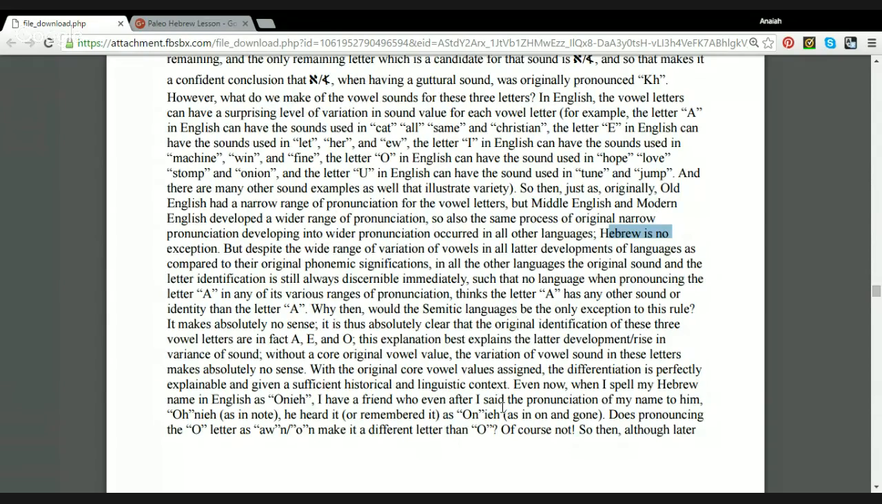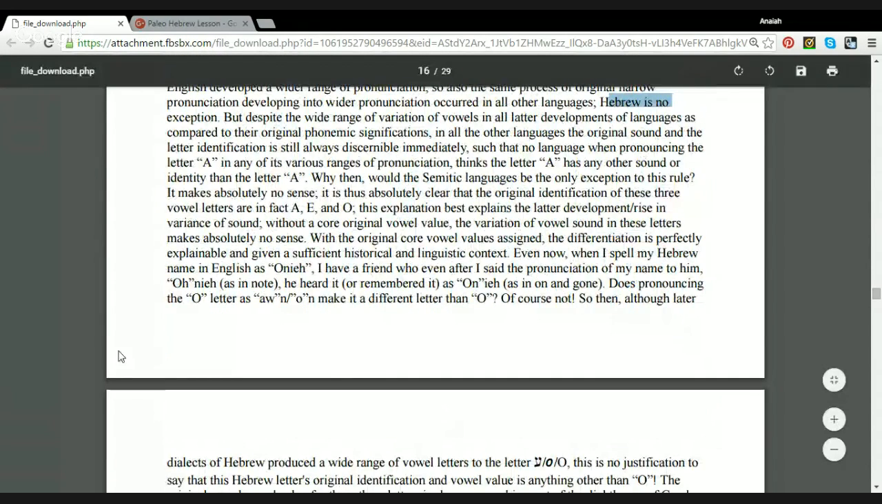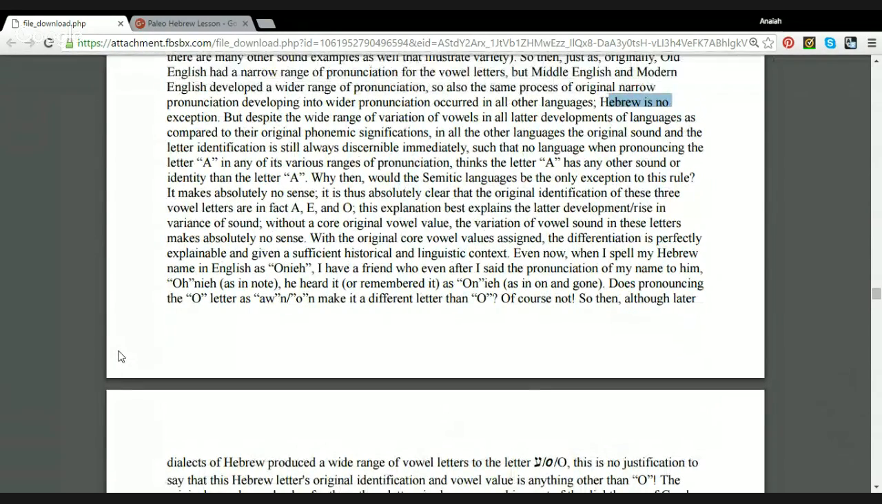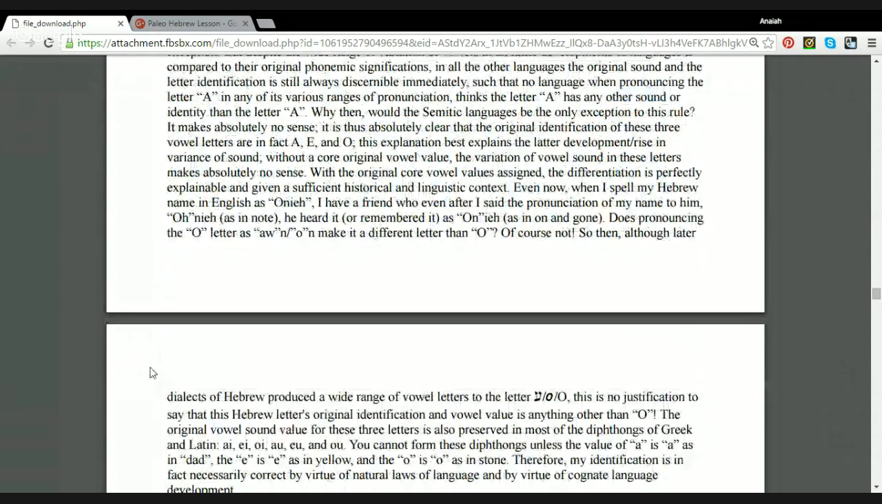Of course not. So then, although later dialects of Hebrew produced a wide range of vowel sounds for the letter ayin, this is no justification to say that this Hebrew letter's original identification and vowel value is anything other than A.